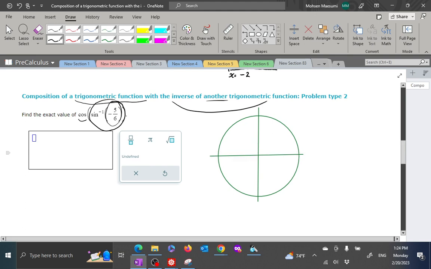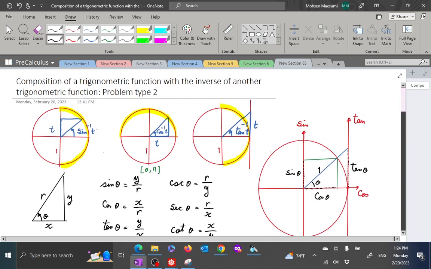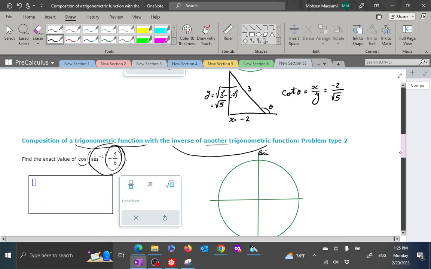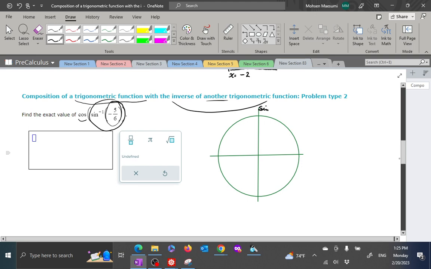So this is our sine axis here. If I have a number and I want to find the sine inverse of it, I just go horizontally until I hit the circle, and then connect to the origin. If the number is given positive, I go up. If the number is negative, I go down. So let's see what it means here. Here my number is minus 5/6. It has to be drawn on the vertical.